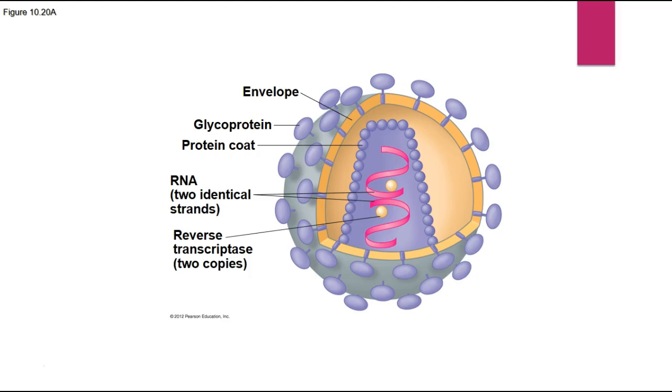Here's a diagram showing what the HIV looks like. There is an envelope with glycoproteins on it, and the envelope and glycoproteins are derived from the host cell. Inside the envelope, you've got the protein coat or the capsid surrounding the genome. We have 2 identical strands of RNA, and we've got 2 copies of reverse transcriptase enzyme. So it's basically a package ready to be delivered to cells to create havoc for cells.